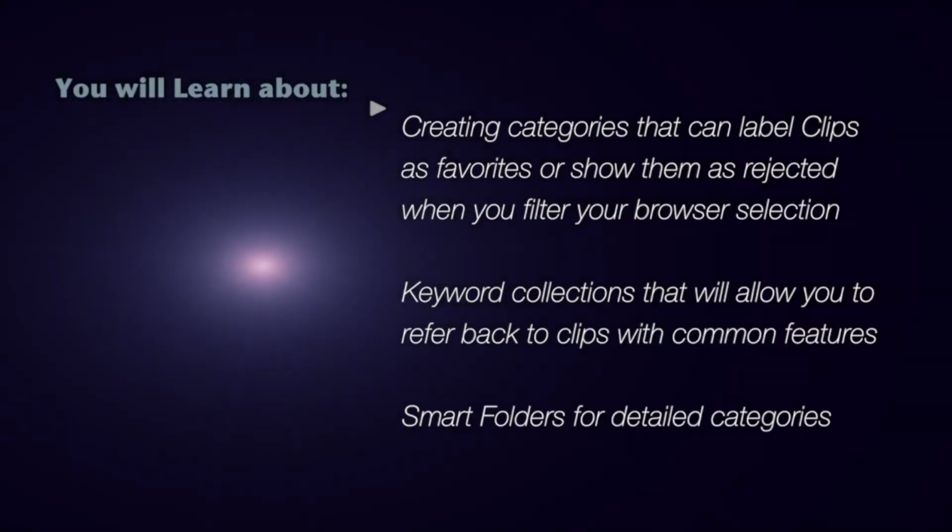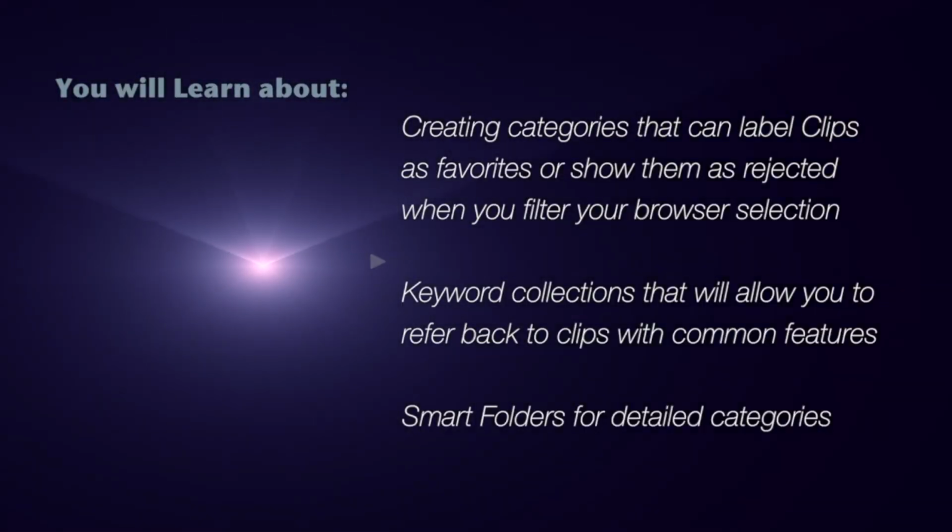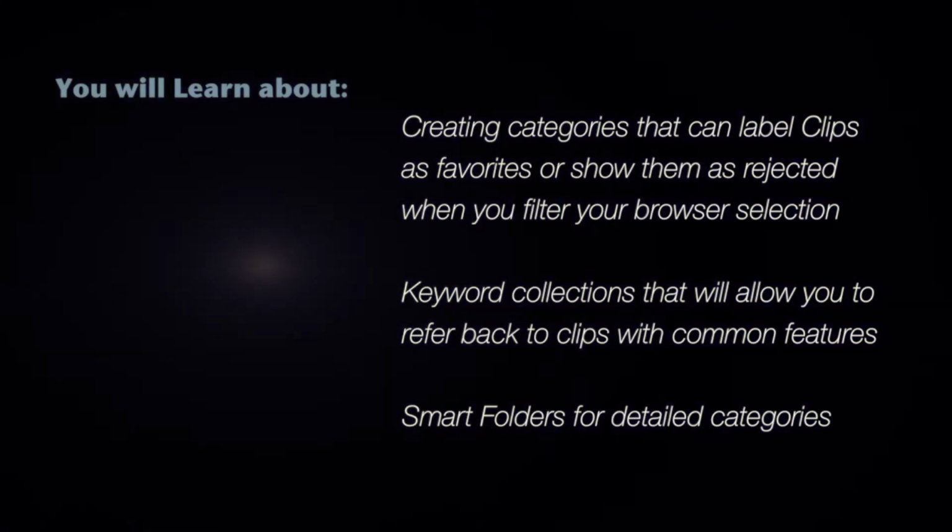This lesson will show you how to create categories that can label your clips as favourites or show them as rejected when you filter them in your browser selection. You'll see about keyword collections that will allow you to refer back to clips with common features. You'll also look at smart folders and how these can categorize clips by multiple selections.